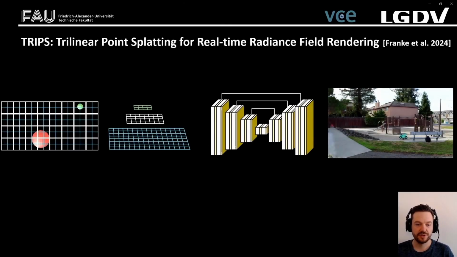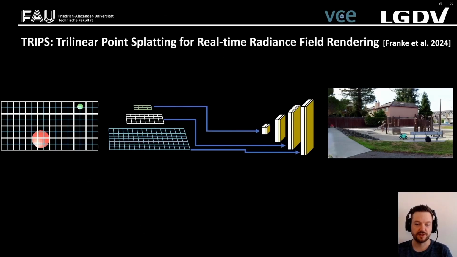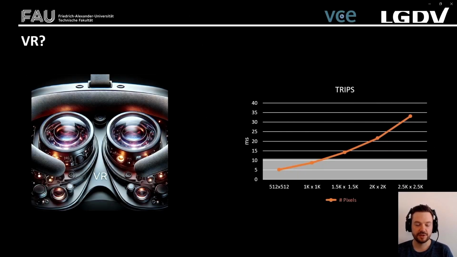This paper here, TRIPS, resolves that by basically making the splatting process smooth, so a point is not splatted to 1 pixel but to 8, and it's a trilinear splatting operation, so it gets smooth over the domain. This also allows the network to be much smaller, which accelerates rendering a lot. So is that ready for VR?